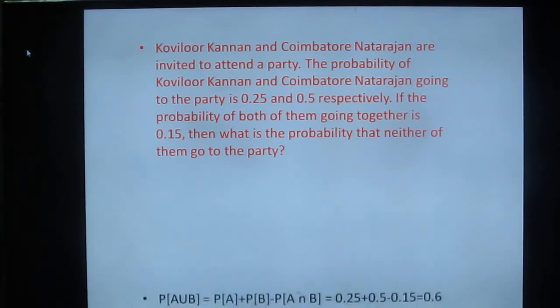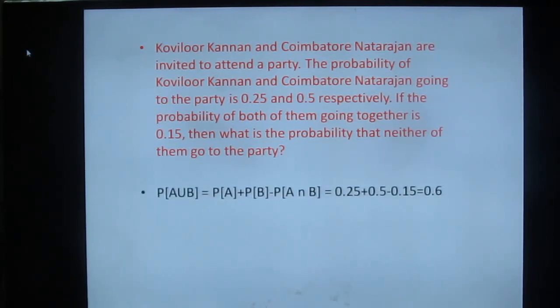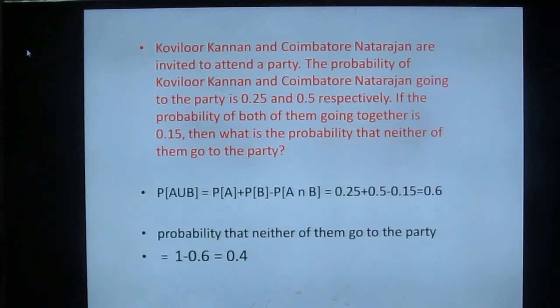So this question we can do with the formula also. We know this formula, right? P of A union B equals P of A plus P of B minus P of A intersection B. Everything is given there. So 0.25 plus 0.5 minus 0.15 equals 0.6. This formula is the same as n of A union B equals n of A plus n of B minus n of A intersection B. But here the question is, what is the probability that neither of them go to the party? So you have to subtract: 1 minus 0.6, because at least one going to the party is 0.6. Neither of them going to the party is 1 minus 0.6, which is 0.4.